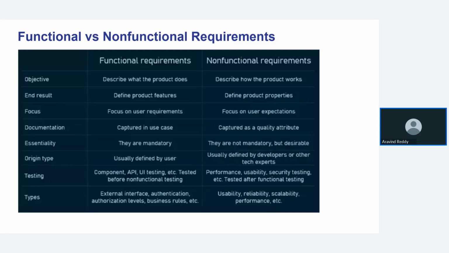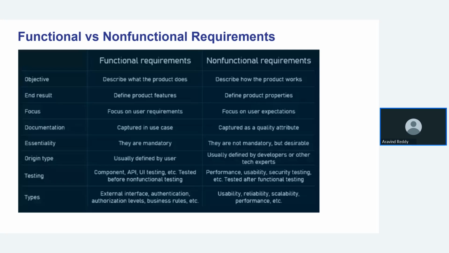And next, it defines the product features, meaning how it is going to work. This functionality will be specified. Focus on the user requirement. So if the user wants to register, he can register. If the user wants to log in, he can log in, right? Using different buttons. And it can capture the use case. These are the mandatory things to do and are usually defined by the user. So this is how functional requirements work.